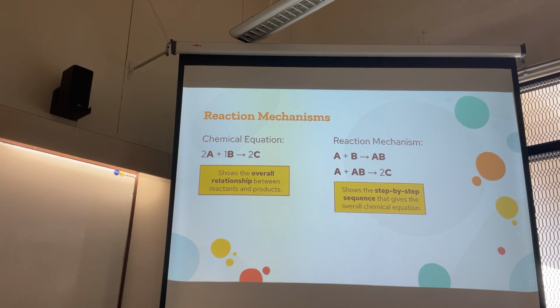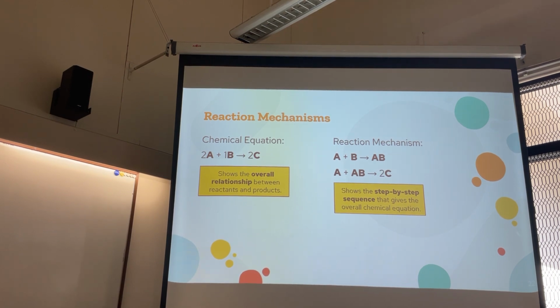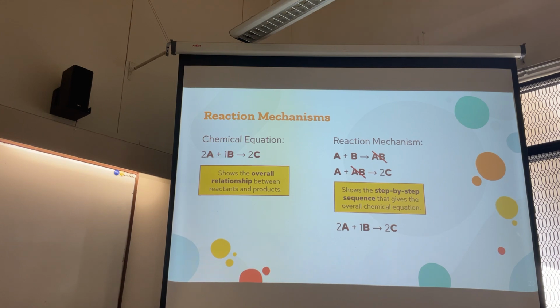Right, can anyone tell me, if I sum up all the steps in the reaction mechanism, what will I get? Get the overall equation. Okay? So this must always be satisfied for a reaction mechanism. Whenever you sum up all the steps in the reaction mechanism, it will always give you back the overall chemical equation. Okay, so this must always be fulfilled.